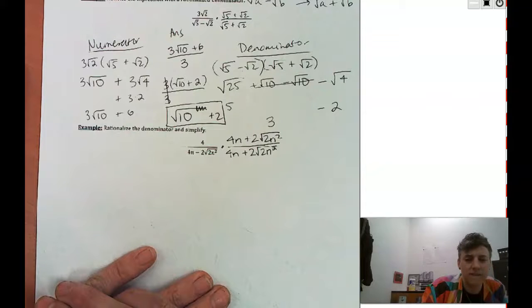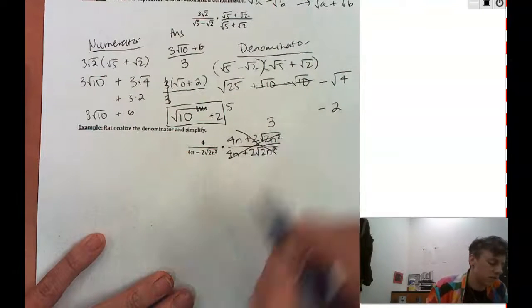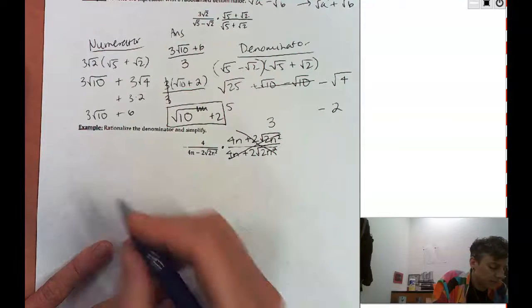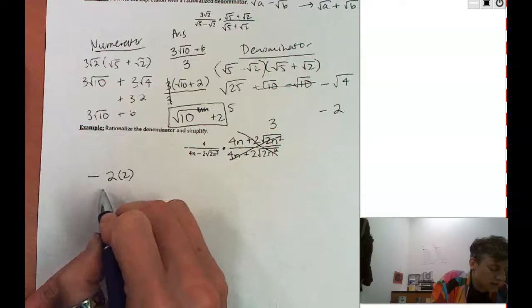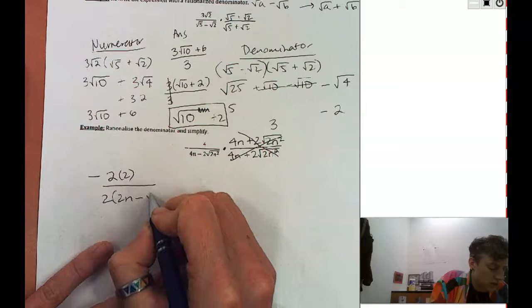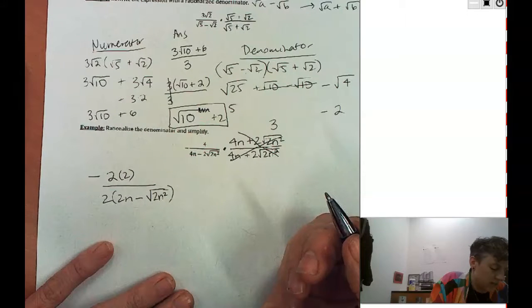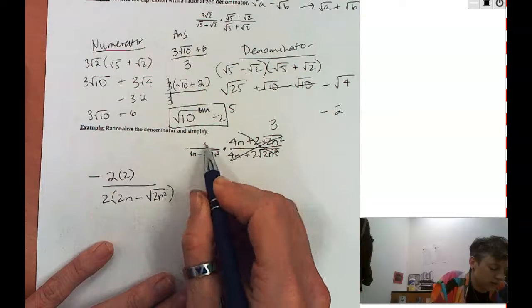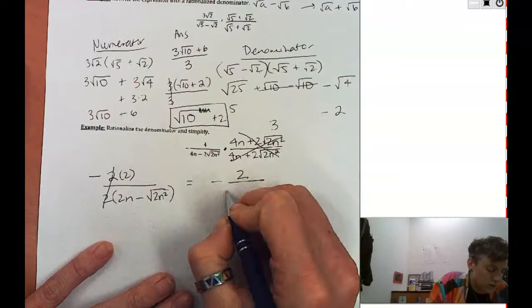You know what else I see? We could have taken a 2 out of everybody first. Yeah, let's do that. I'm not doing all that work. I'm going to do less work. I'm going to take a 2 out of here. That's 2 times 2. I'm going to take a 2 out of here. That'll be 2n minus the square root of 2n squared. Right, we took a 2 out of here, 2 out of here, 2 out of here. Those 2's cancel. So now I have negative 2 over 2n minus square root of 2n squared.